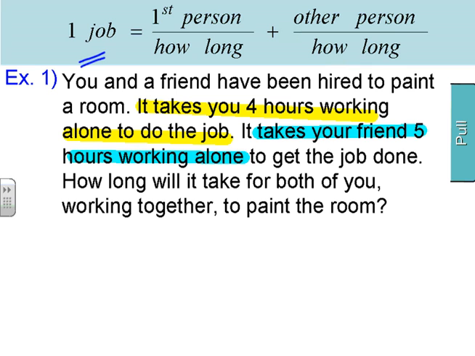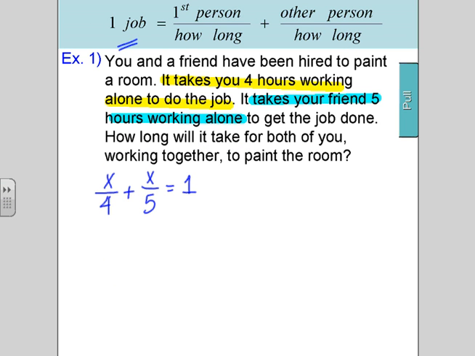So what we're going to do is combine our rates. So for myself, my rate's going to be x divided by 4 hours. My friend is working with me, so I'm going to add their rate, which is going to be x divided by 5, and together we're going to do one job. So now what we're going to do is start to solve this. We're going to find the least common denominator. And the least common denominator here is going to be 20. So I'm going to multiply this first fraction by 5 over 5 and the second fraction by 4 over 4.